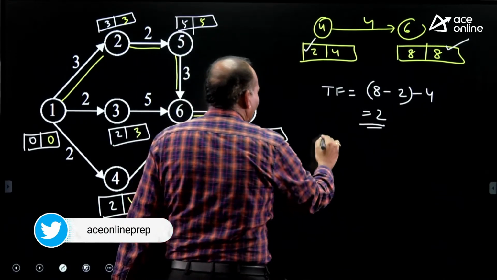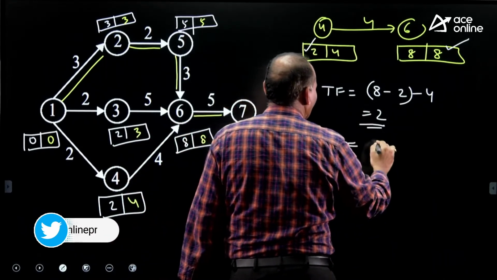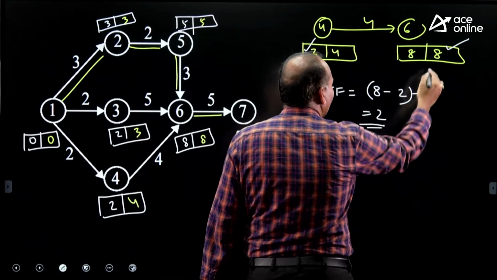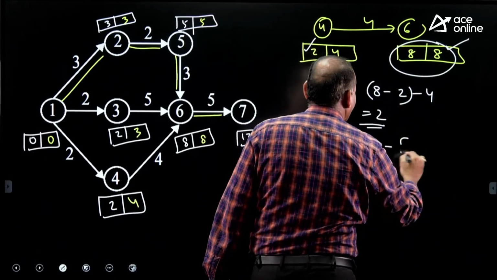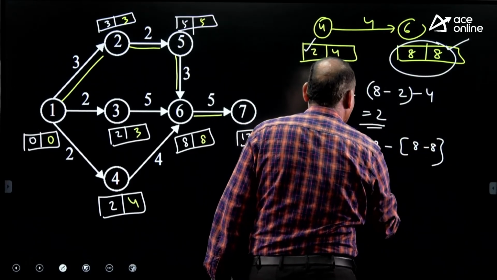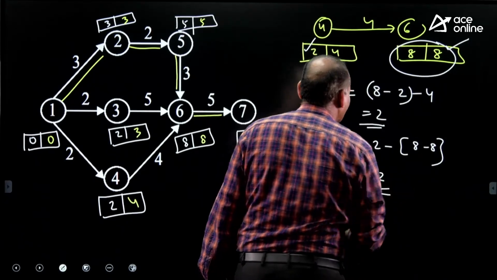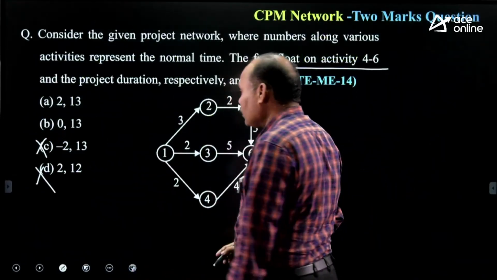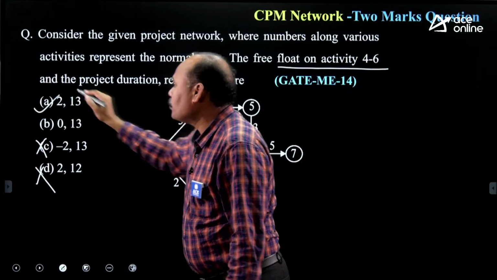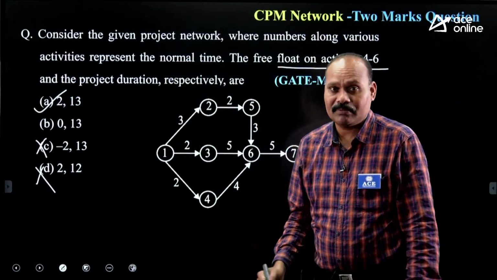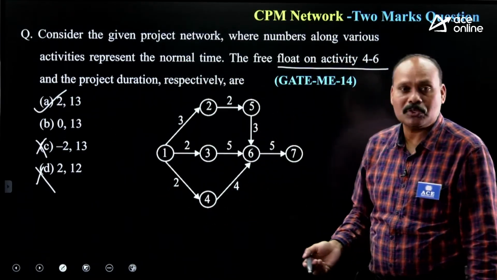So come into free float. Free float is equal to total float minus slack at head event. What is the slack at head event? 8 minus 8. So the answer is 2. Free float is equal to 2. So from the options, option A, 2 comma 13, because slack at head event is equal to 0.